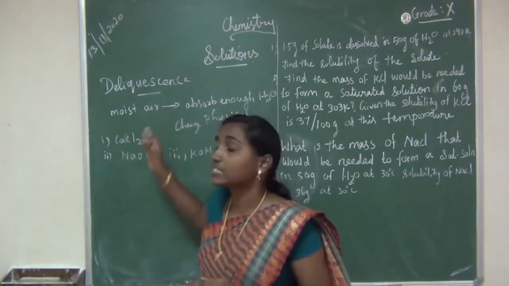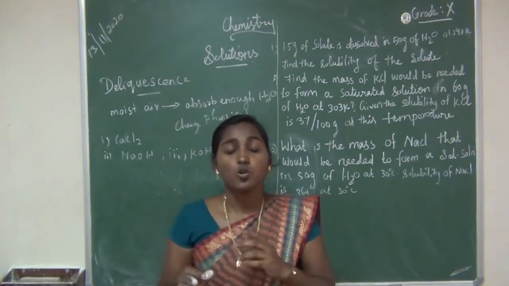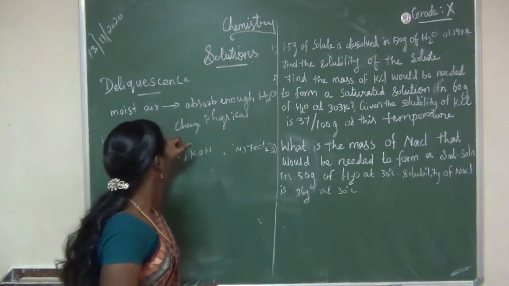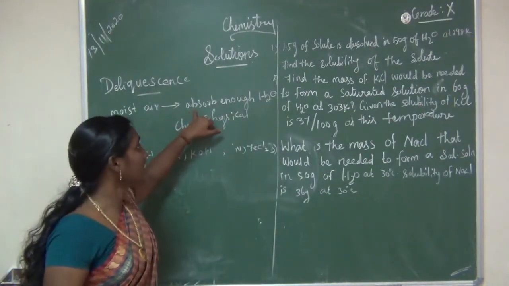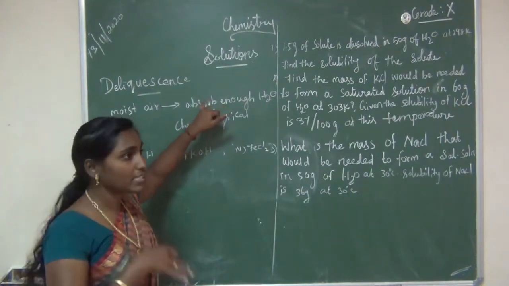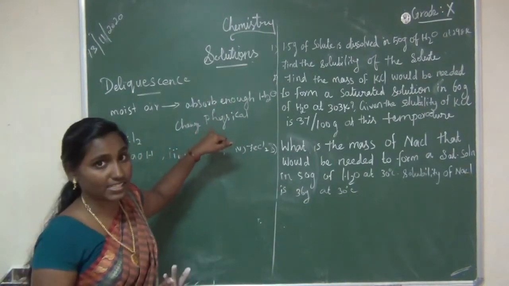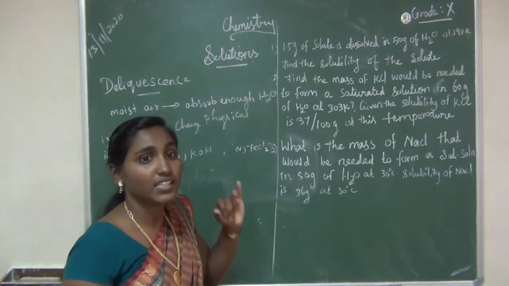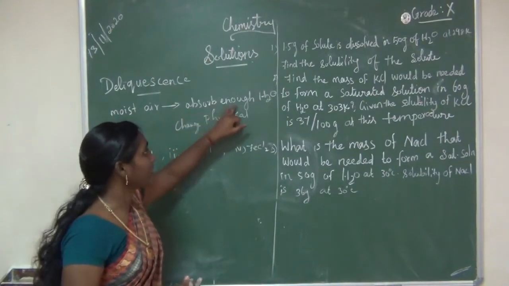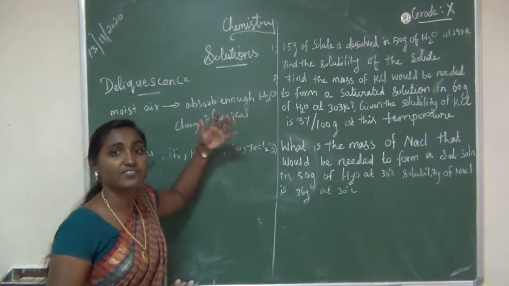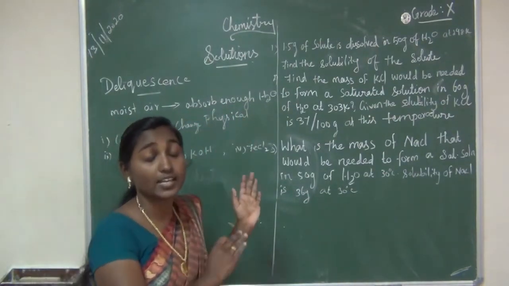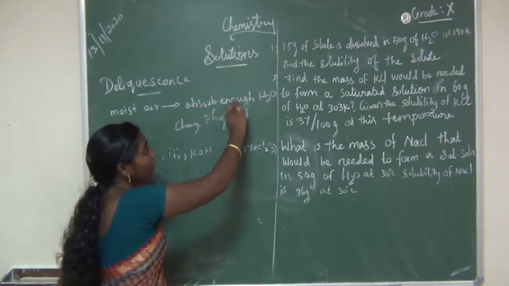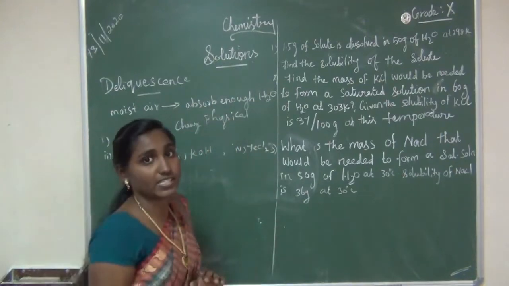Next we are going to study the difference between hygroscopic and deliquescent substances. From these points itself you can write the difference. What is the first difference studied under the hygroscopic substance? When exposed to moisture, it absorbs the moisture without changing its physical state. That is the first point. For deliquescence, the first point is that it absorbs enough water to change its physical state.